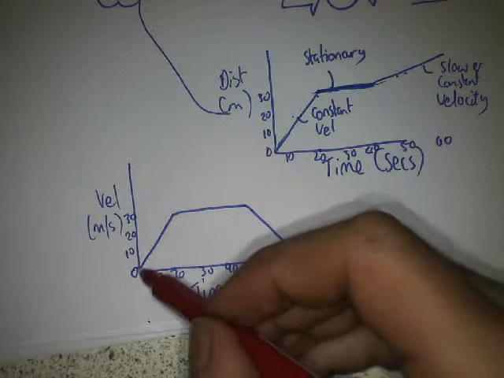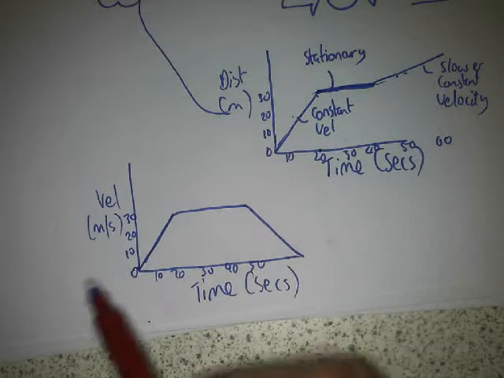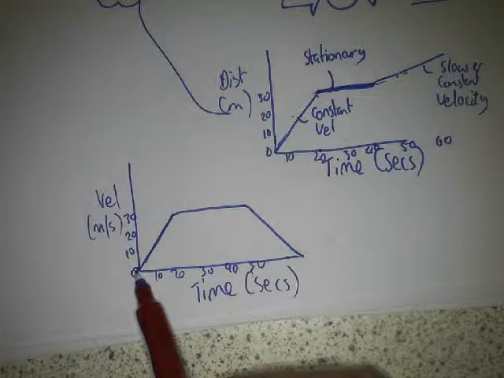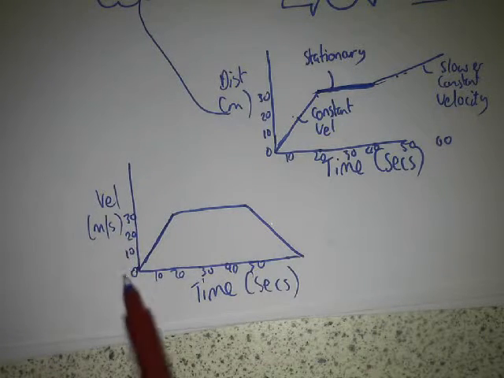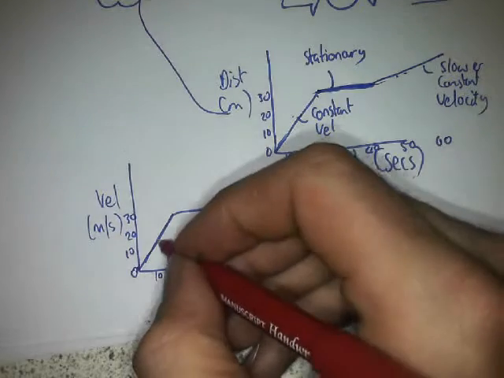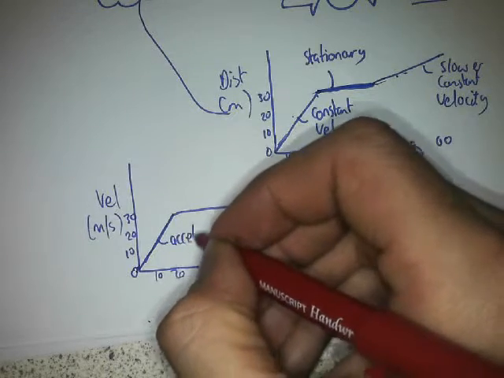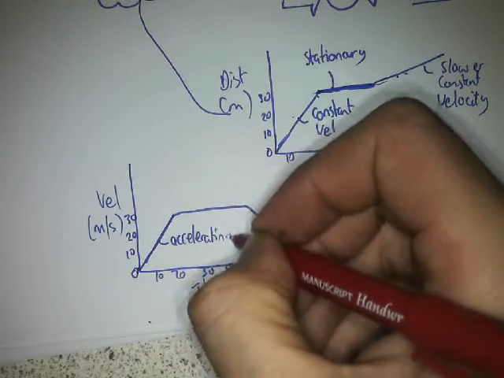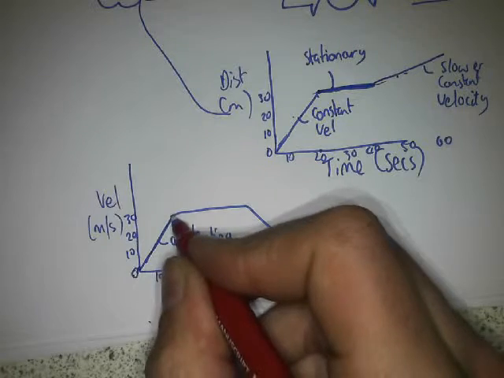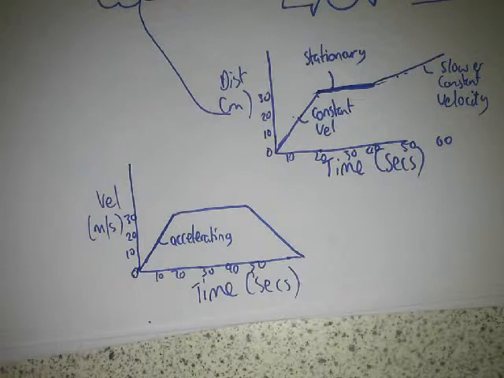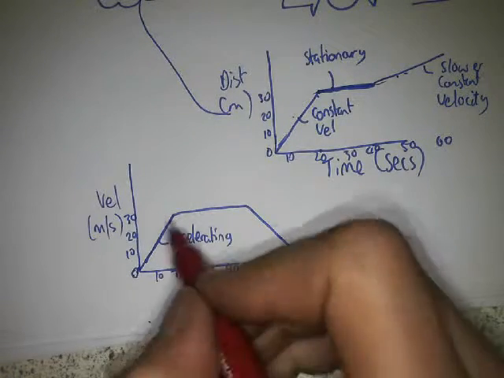Right, so let's have a look at this then. So this one, its speed, its velocity, has gone from 0 to 30. So what is it doing there? It is accelerating, it's getting faster. It started off in a stationary position and got up to 30 meters per second, so it's accelerating. Someone's put the foot on the accelerator.